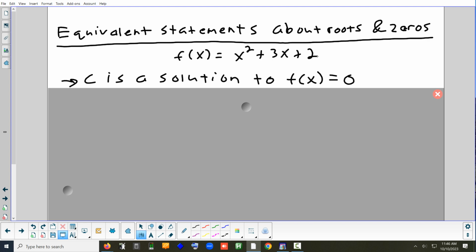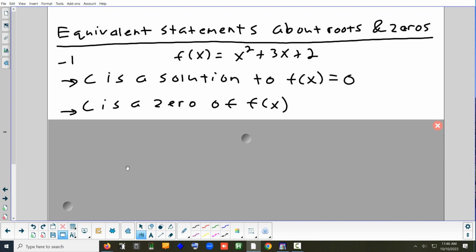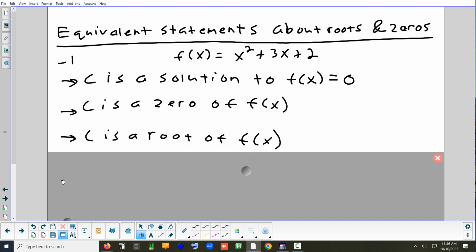You can check: if you plug in -1, you get 1 minus 3 plus 2, and if you do 1 minus 3 plus 2, you get 0. So let's just work with that number for now. -1 is like our c. It's not the only solution, but it is a solution to that equation. Instead of calling that number a solution, we can be a little bit more specific, and we can call that number a 0. We can also call that number a root.